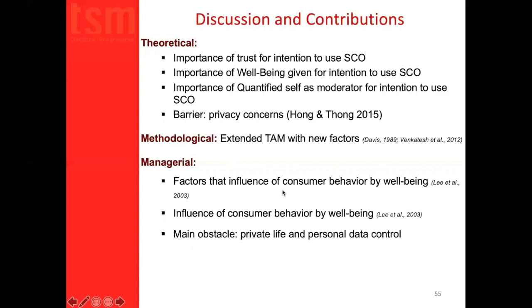And finally, our managerial contribution is that we show the factors that influence consumer behavior by well-being. So the importance to introduce well-being in measurement or performance indicators, and not only to use satisfaction or perceived value as measurement indicators. We show also the impact of well-being on consumer behavior, so the relevance. And so it's really important for managers to consider well-being, which is more and more the case. Managers become now more open also to the idea of well-being. And we show the importance to reassure the consumers that private life and personal data control is important and the main barrier of IoT and SCO adoption.